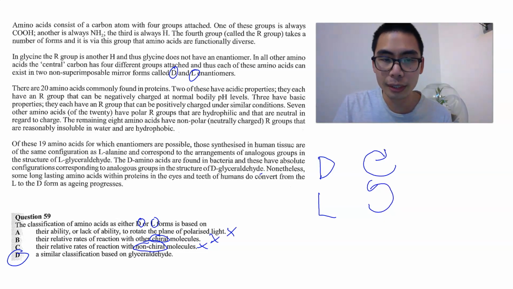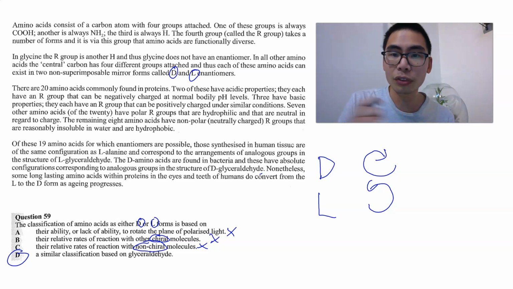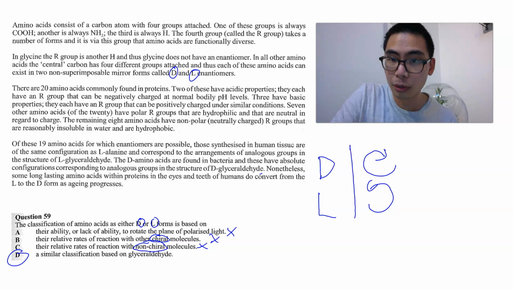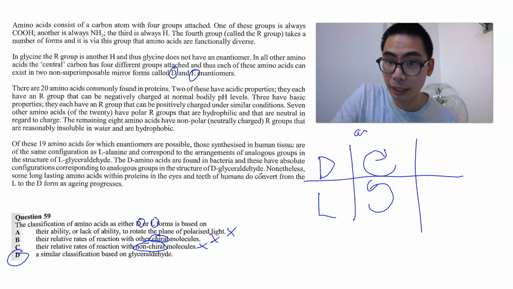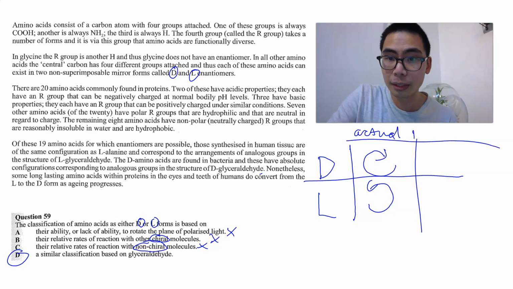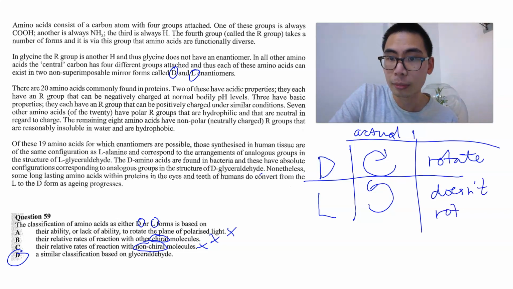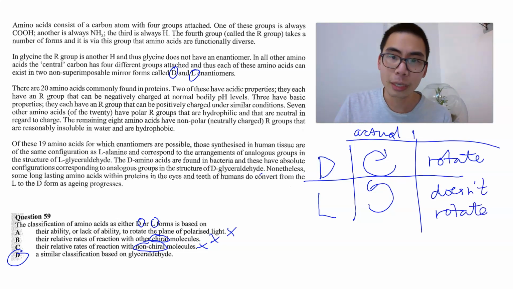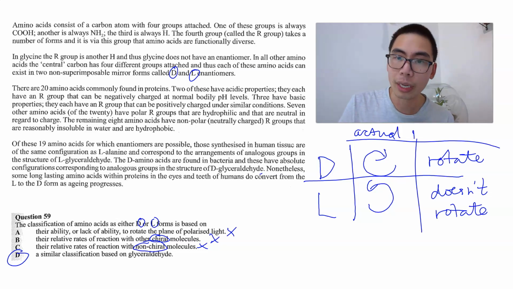Well, if you revisit this statement, it says that their ability or lack of ability to rotate the plane of polarized light. So what I've written over here is what D and L actually is. This is actual. What it was saying was this: D rotates polarized light, whereas L doesn't rotate. Okay, so that statement is incorrect. It's not that they either rotate or they don't, so that they label it as D or L. Okay, that's why A is wrong.